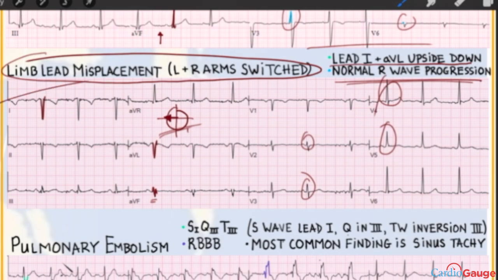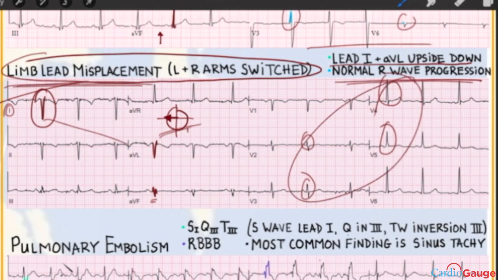That's a pretty darn common thing, and I get a consult for that occasionally. It's just like, if you see it's upside down in lead 1, either something major wrong with the patient, like a large old lateral infarct or right ventricular hypertrophy, or you've got limb lead misplacement. So if you see this scenario, that's what it is.